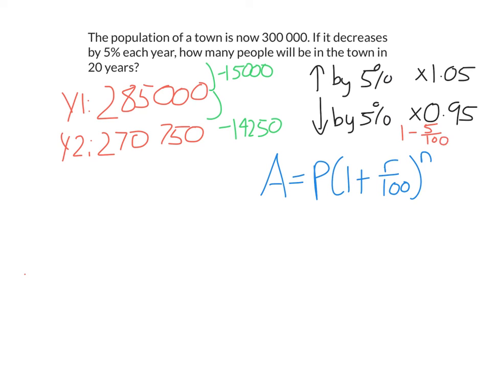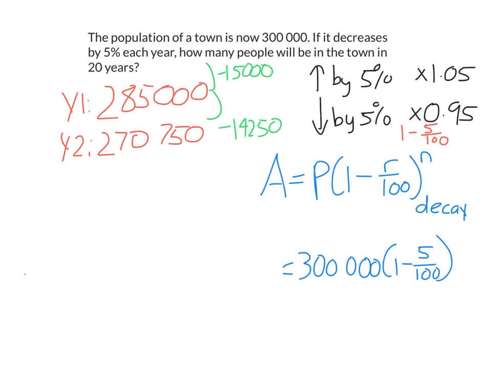So what I'm saying is, when you are doing decreases, the only thing you change about the formula is instead of a plus in the brackets, it becomes a minus. So this is the formula for exponential decay when we're decreasing. We're now ready to solve this question. It will just be initial amount times 1 minus rate of decrease over 100. And once again, to the power of the number of decreases this time. So it'll decrease 20 times in 20 years.